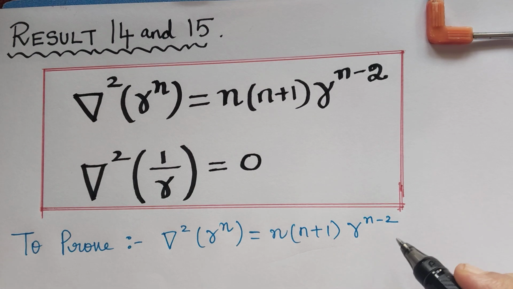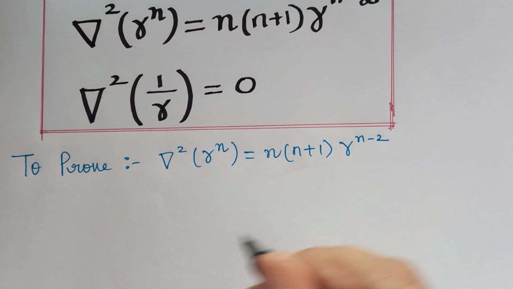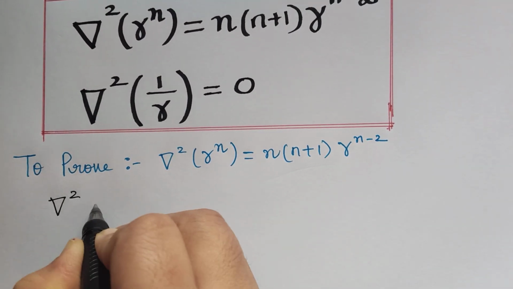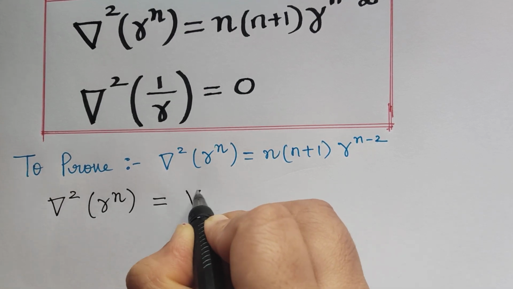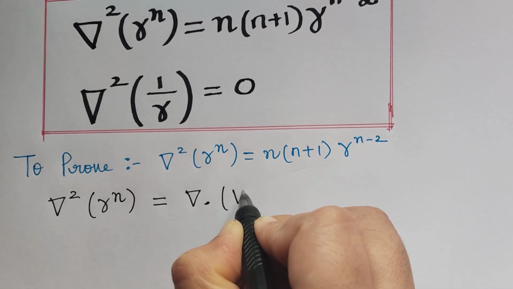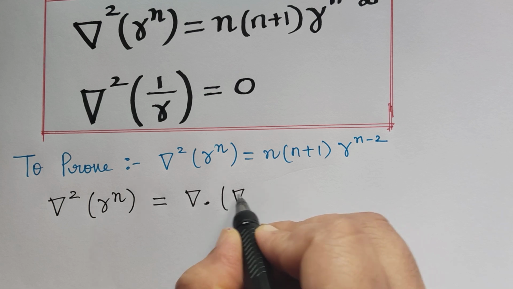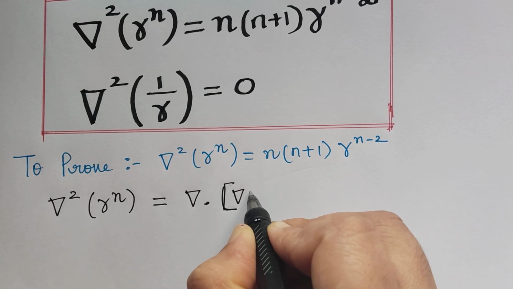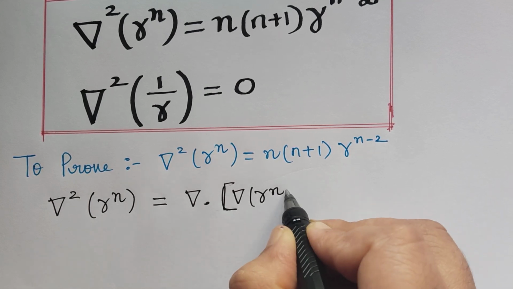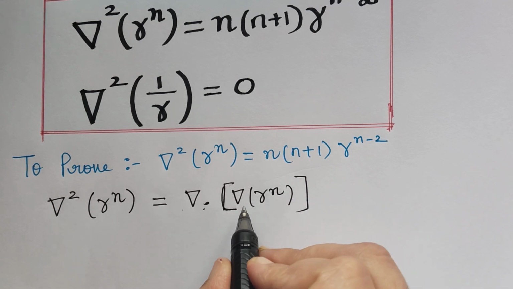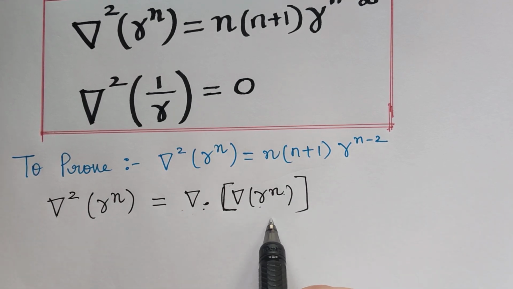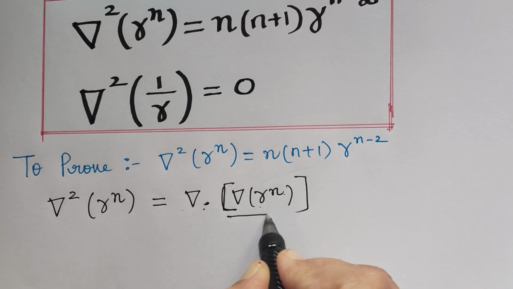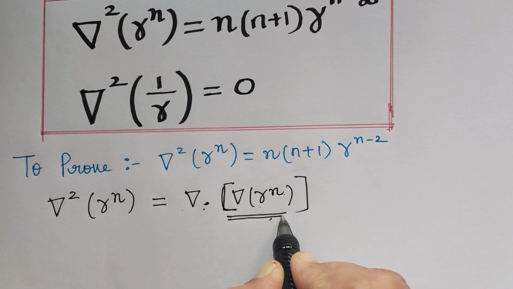Now in order to prove this, first we shall consider the left hand side. The left hand side is nabla square of r to the power n. This can be written as nabla dot product with nabla of r to the power n. So nabla square can be written in this manner. Now first we will calculate what is nabla r to the power n.